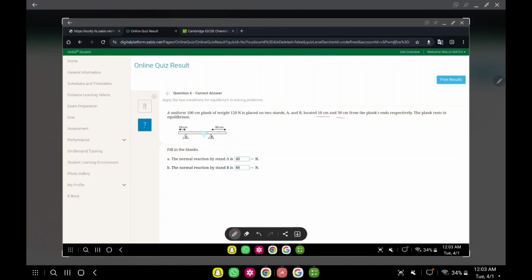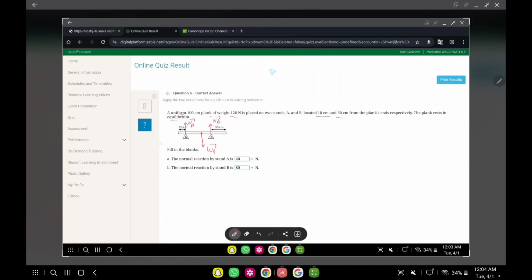So let's calculate all the forces. First of all, they told us it's a uniform plank and they told us the weight is 120. So where is the weight gonna act? It acts on the center of gravity, right? So since it's uniform, the center of gravity is just gonna be over here in the middle. So this is the weight. Do we have any other forces acting here? No. So we know it's resting on 2 stands A and B. So we're gonna call this normal A, the reaction of A, and reaction of B, right?